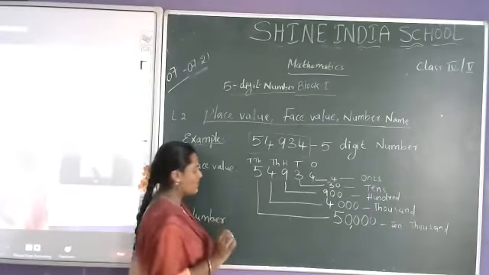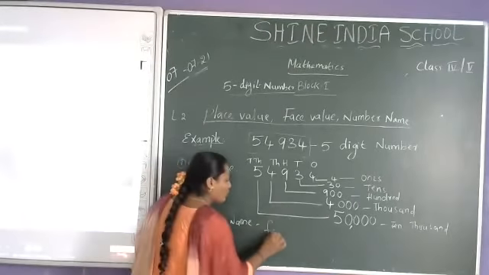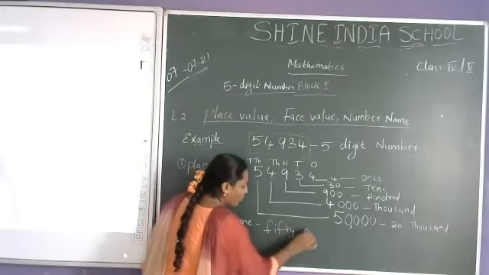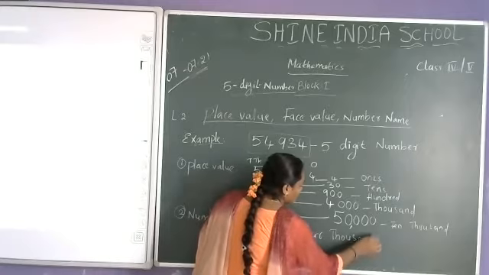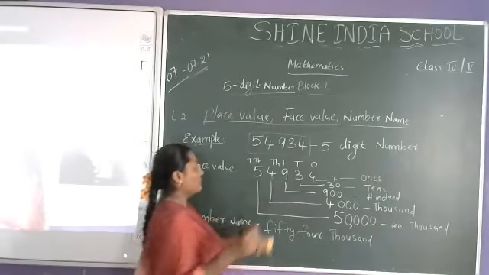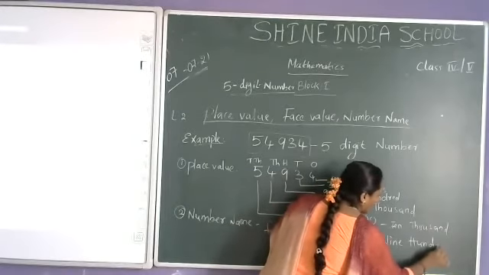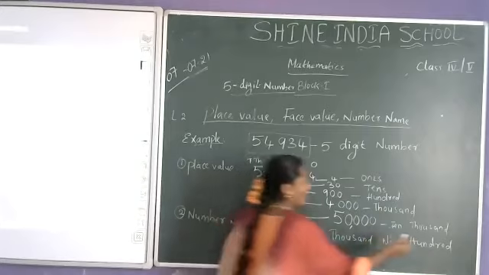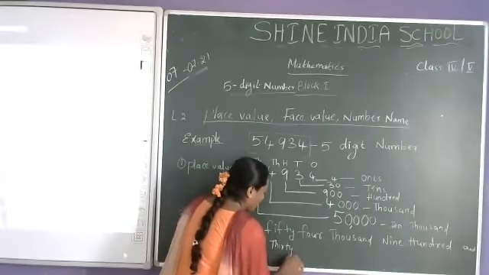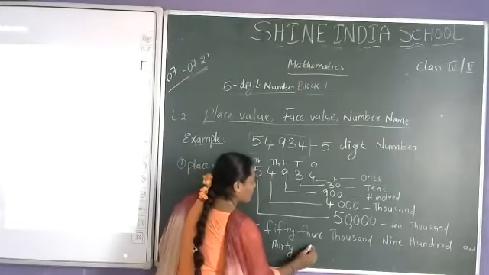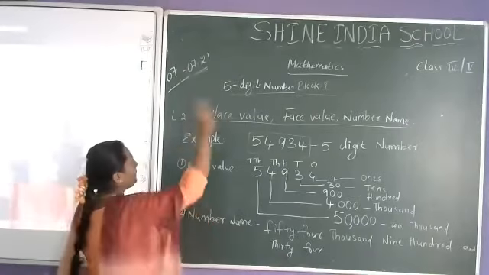Don't write in your books, just listen. Second part of our example. Number name, how will you write? Fifty-four thousand, nine hundred thirty-four. That is the number name.